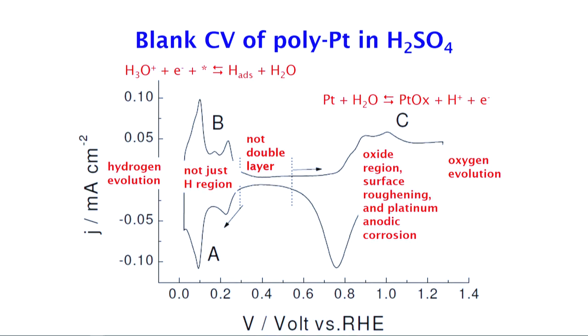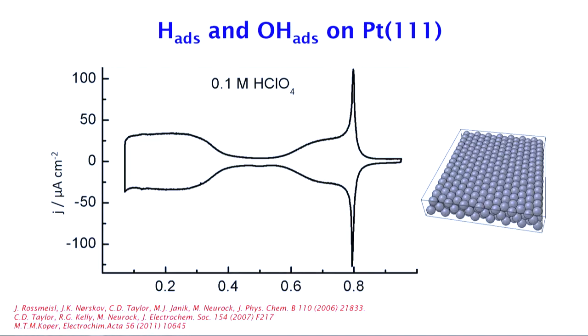So during platinum corrosion, oxide formation, and reduction of platinum oxide, we will see that the surface changes structure and roughens. And maybe not so well known is that if you go to very negative potentials, there's a phenomenon called cathodic corrosion of platinum. And I'll give you some insight into what happens there and what the important intermediates are.